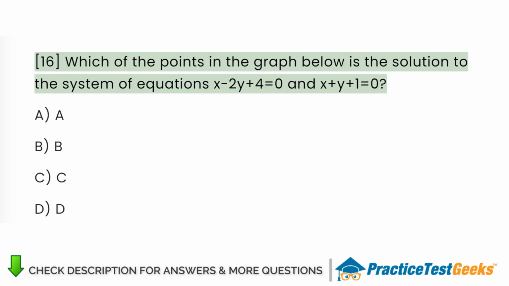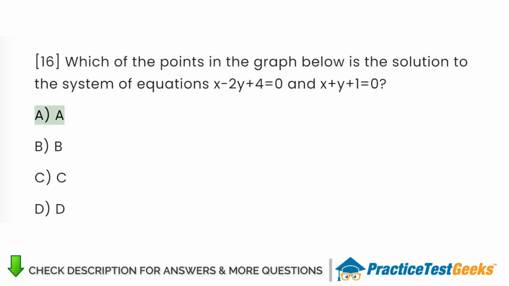Which of the points in the graph below is the solution to the system of equations x minus 2y plus 4 is equal to 0 and x plus y plus 1 equals 0? A. B. C. D.